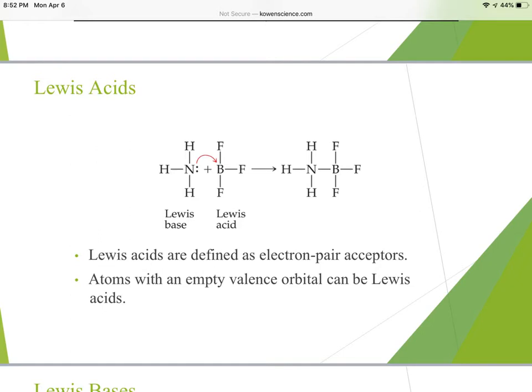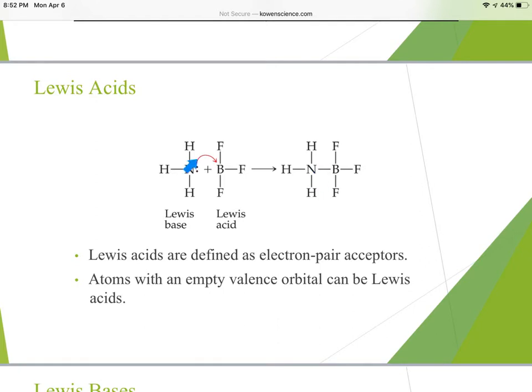The Lewis base would be the electron pair donor. So if we look at this example here, we can see that the NH3 has these lone electrons right there. Okay, and then here we have the BF3, and you'll notice that when they come over here, they form a bond.